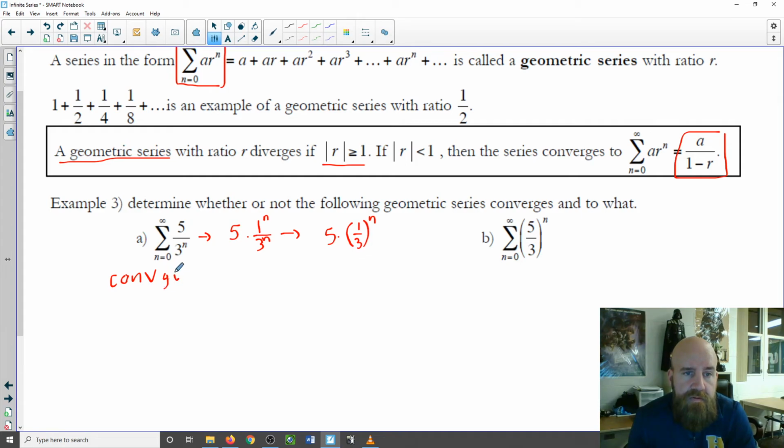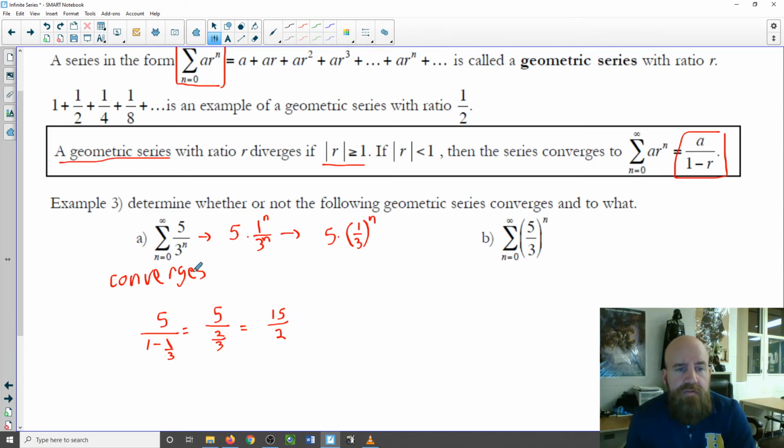So it converges. And we can say what value it goes to. So a over 1 minus r. So 1 minus 1/3, that would be 2/3. So 5 divided by 2/3. Flip and multiply, we get 15/2.